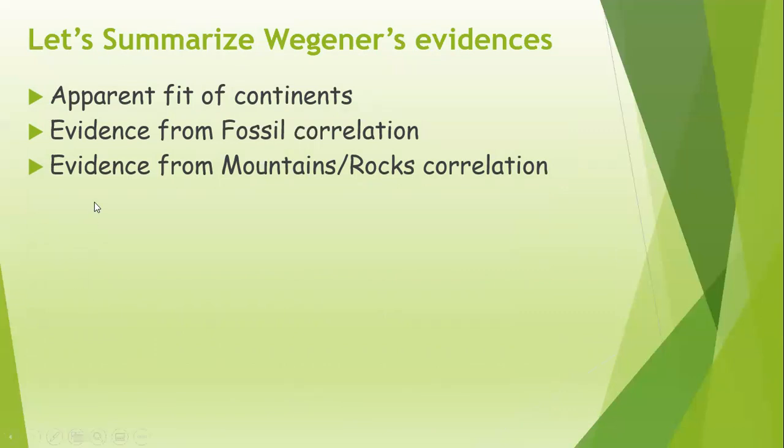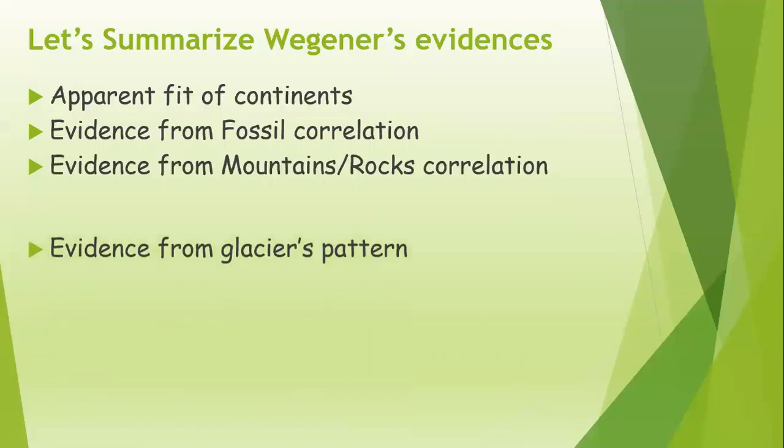Then, the third one was from the mountains and rocks. Mountains or rocks correlation. He found half of the same mountains on one continent and the other half of the same mountains or rocks on another continent. These rocks have the same age, the same structure, the same chemical composition, but they are on two different continents. This was evidence for him that these two continents were once together. That's why we have the same mountains in two different continents which are thousands of kilometers away from each other.